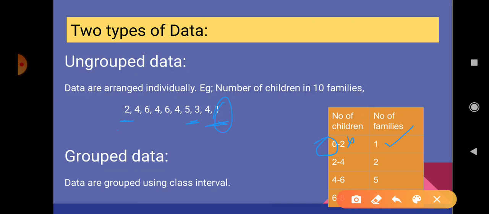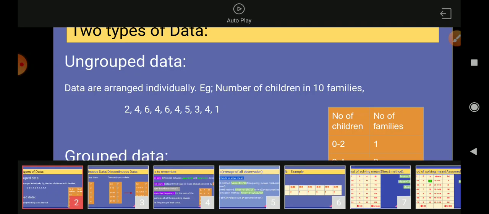Coming to the next one, 4 to 6. Here we will not consider the upper limit 6, only the lower limit, that is 4. If we consider 4 to 6, 4 is there 4 times and 5 is there once. So how many families? 5 families. Next it is 6 to 8. In 6 to 8, 6 occurs twice. So 2 families. If we add all these together, we'll get 10 families.